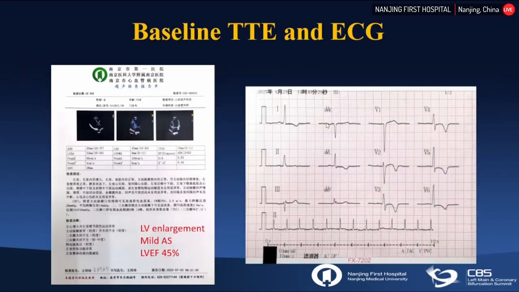Next. The baseline echo at our hospital showed her left ventricular enlargement. The motion of the left ventricle was significantly reduced. Mild aortic valve stenosis and mild aortic regurgitation. Left ventricular ejection fraction 45%. Baseline ECG found ST segment depression in leads V3 to V6, V1, and aVL.